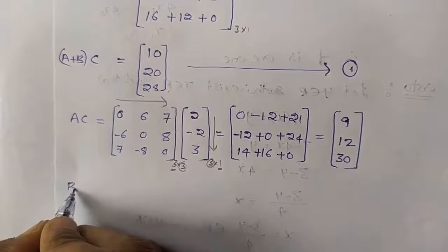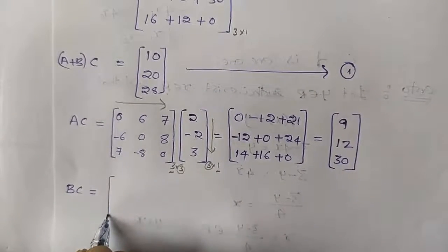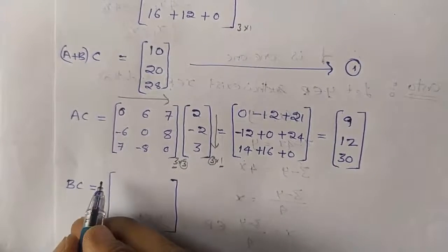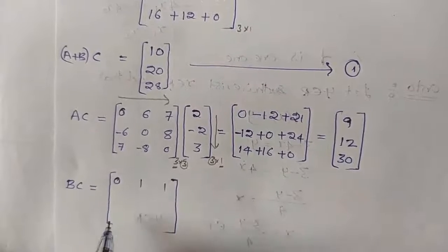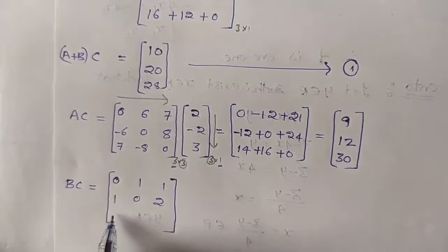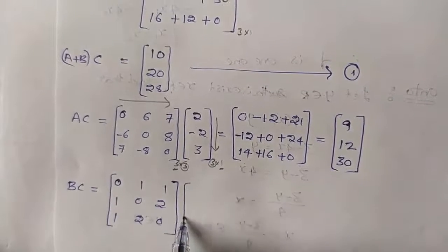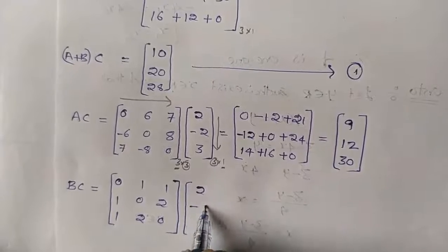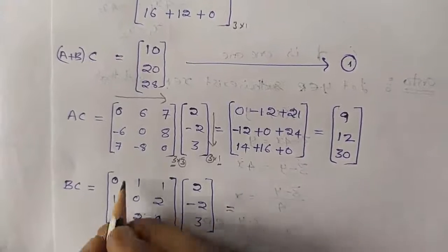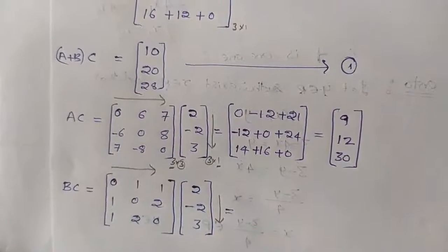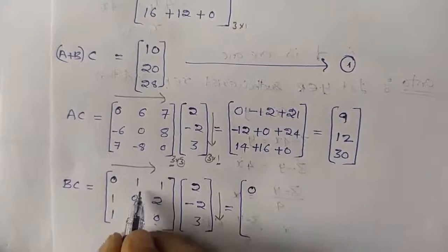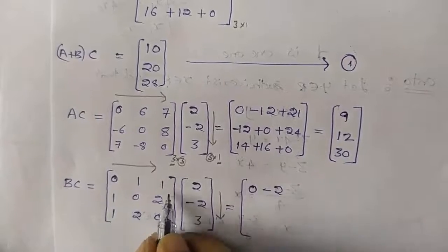It is what? AC. Next, we need to find BC also. In the similar way, we have to find the matrix BC. Write the matrix B. 0, 1, 1, 1, 0, 2, 1, 2, 0. Next, write the matrix C. 2, minus 2 and 3. Apply the same procedure for this also. 0 into 2 is 0. 1 into minus 2 is minus 2. 1 into 3 is 3.